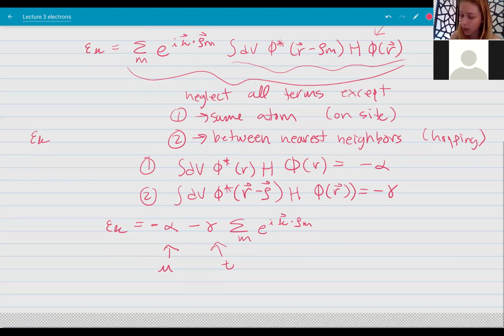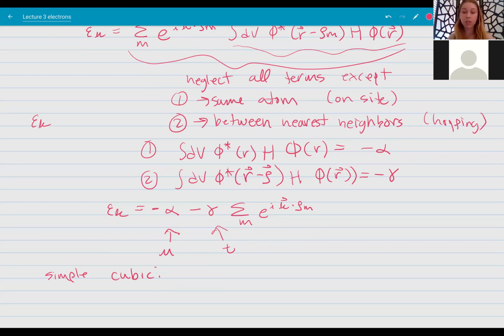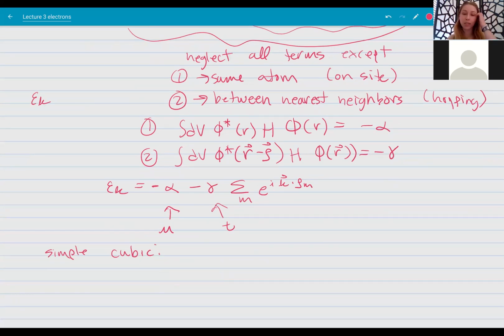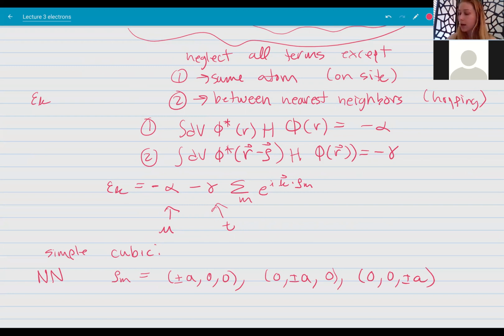Let's consider a simple cubic crystal structure. That is just an atom on every point on a cube, repeating towards infinity in 3 dimensions. In a simple cubic crystal structure, if you put an atom at the origin, then the nearest neighbors, I'll call that NN for nearest neighbors, have the following coordinates. There are going to be 6 nearest neighbors in total in a simple cubic lattice, located a distance plus or minus a in the x direction, plus or minus a in the y direction, and plus or minus a in the z direction. So these are the 6 nearest neighbors in a simple cubic lattice.